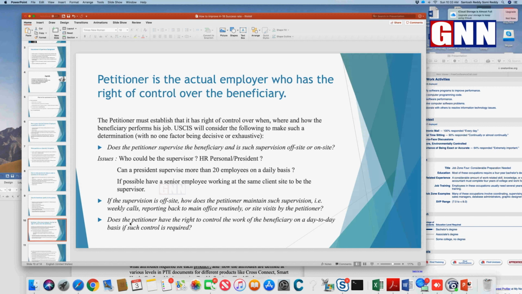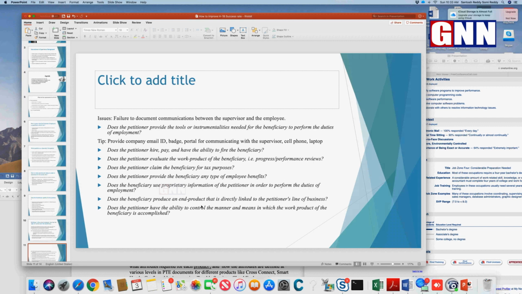And then we have to show that the petitioner has a right of control over the beneficiary, and that he would manage the day-to-day activities of the beneficiary. Another tip I would give is, make sure that you provide the petitioner's company email ID, a badge, a portal for communicating with the supervisor, and also a cell phone, laptop, whatever possible, so that you could show that the petitioner is the one who is actually providing the instrumentalities for the beneficiary to perform these job duties.